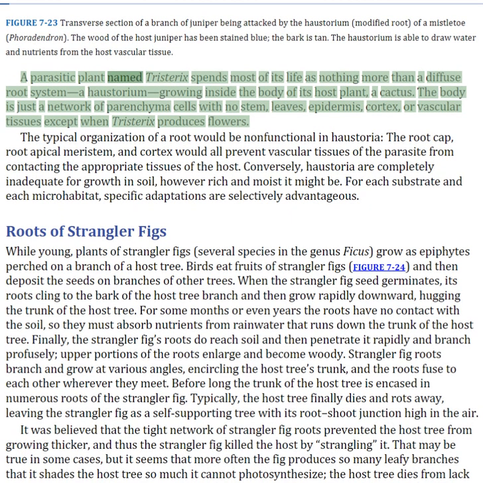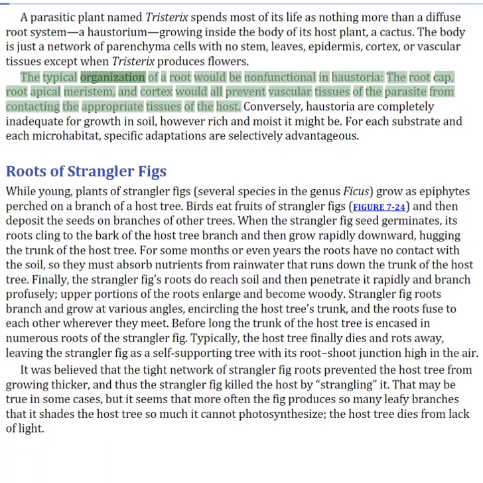A parasitic plant named Tristerix spends most of its life as nothing more than a diffuse root system, a haustorium, growing inside the body of its host plant, a cactus. The body is just a network of parenchyma cells with no stem, leaves, epidermis, cortex, or vascular tissues except when Tristerix produces flowers. The typical organization of a root would be non-functional in haustoria.